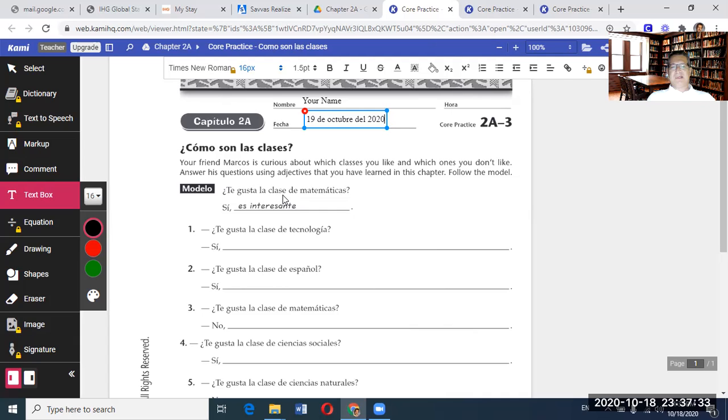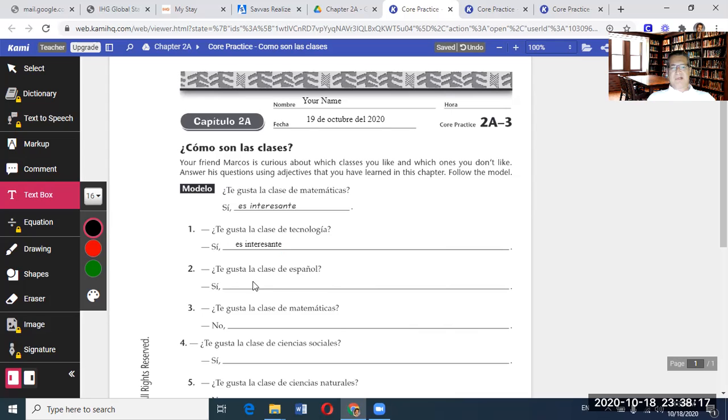¿Te gustan las clases de matemáticas? Sí, es interesante. Yes, it's interesting. Interesante, interesting. So do you like technology class? ¿Te gusta la clase de tecnología? Sí. Yes, sí, es. How is technology class? Interesante. Also interesting. Es interesante.